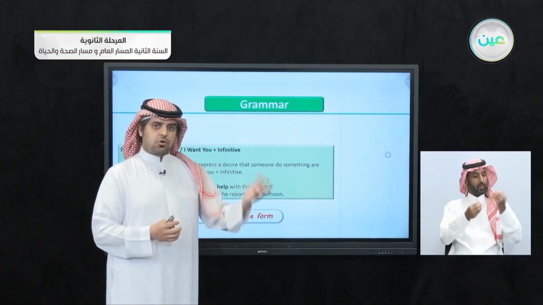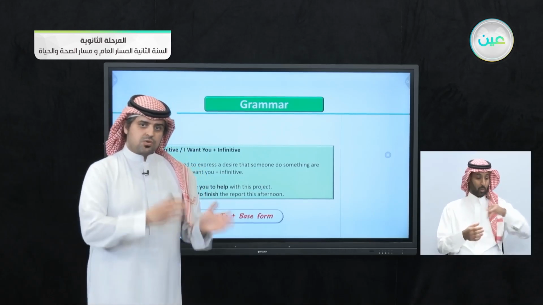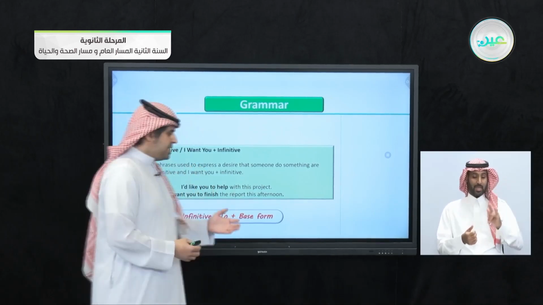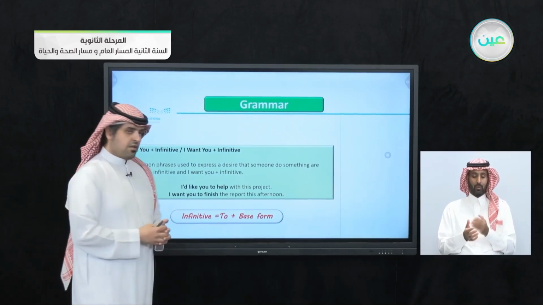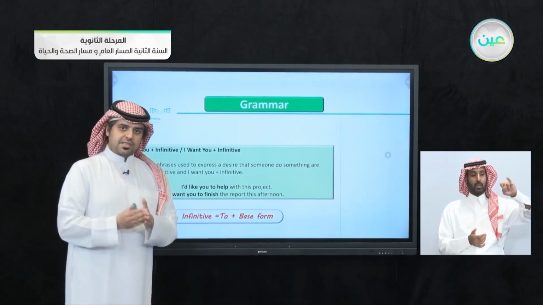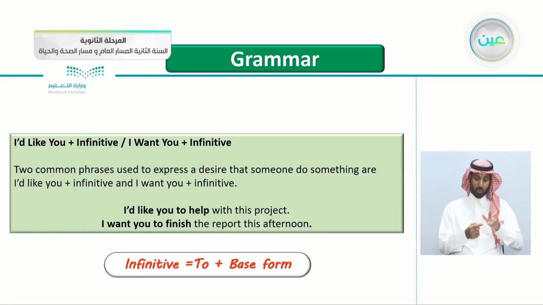I'd like you to go. I'd like you to sit. So to sit, to go. Here is the infinitive form, to plus the base form. So again, two common phrases used to express a desire that someone do something are I'd like you plus the infinitive, and I want you plus the infinitive.